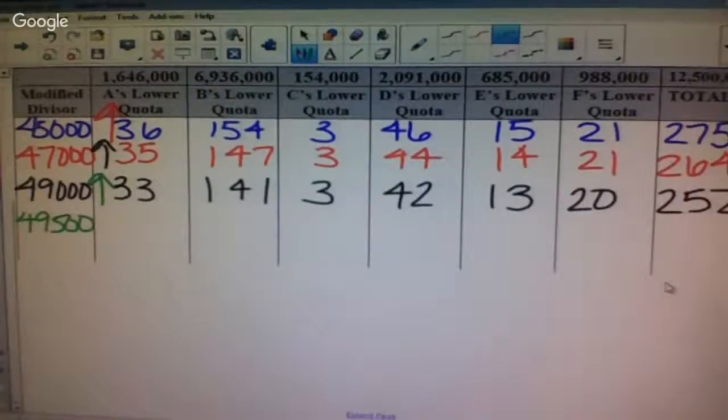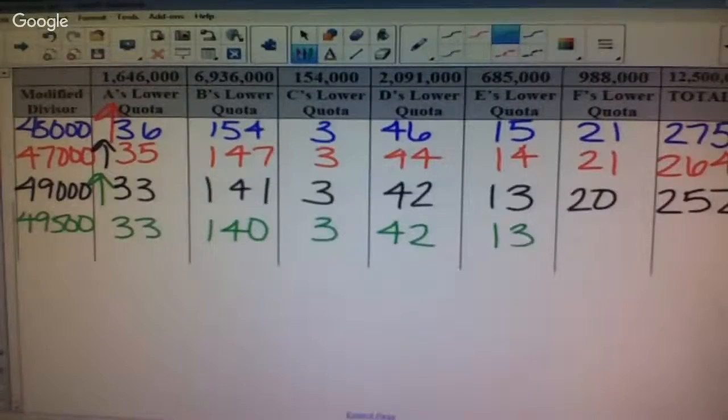Why not go right smack in the middle? Guess what? That'll now give us 33, 140, 3, 42, 13, and 19. We're now at 250. You are finished. So that took us 4 guesses. So again, if you suck at the guessing game, this sucks.